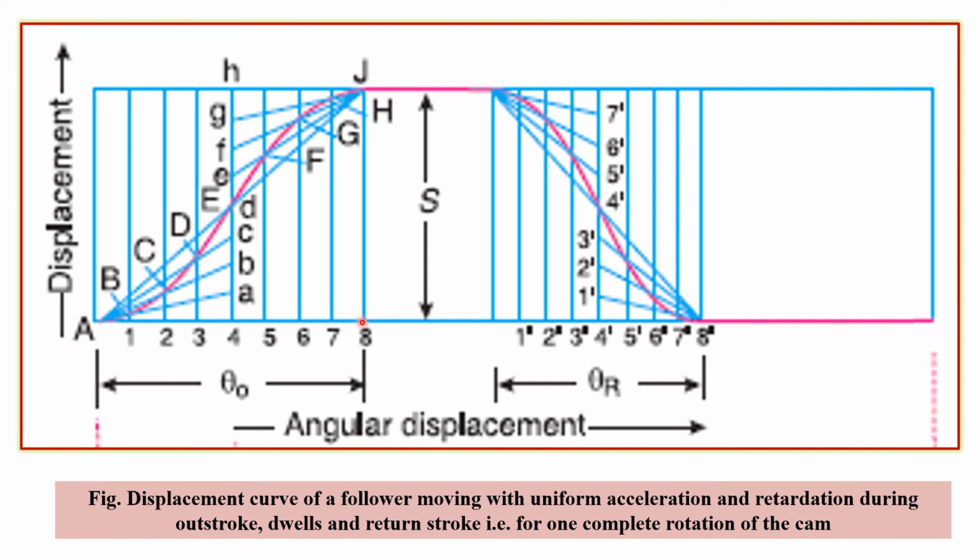As we already explained earlier, we are going to divide this angular, that is outstroke angle line taken along the axis, into n number of equal parts. So we have divided it into 8 parts. We have drawn ordinates from these points 1, 2, 3, 4, 5, 6, 7 and 8. Now we focus on the central ordinate. We divide the central ordinate also into 8 equal parts. So these parts are A, B, C, D, E, F, G and H.